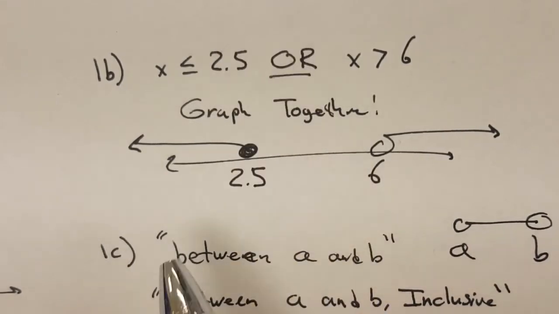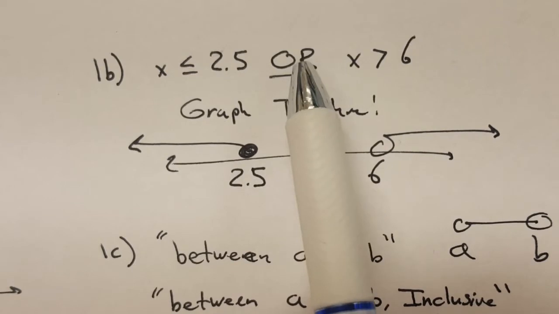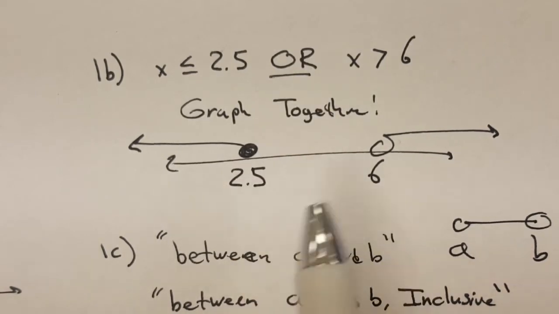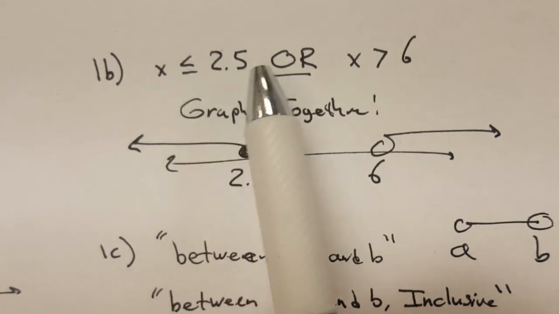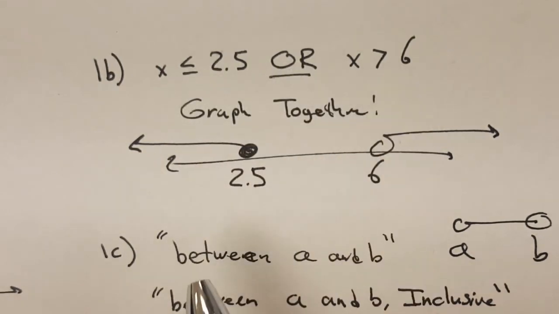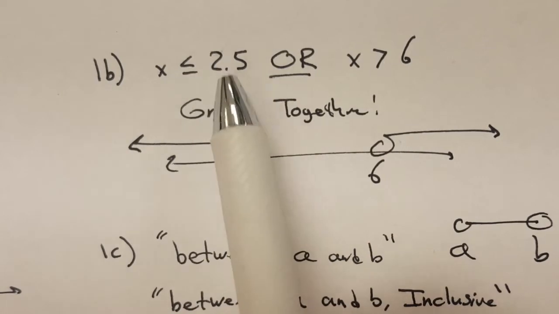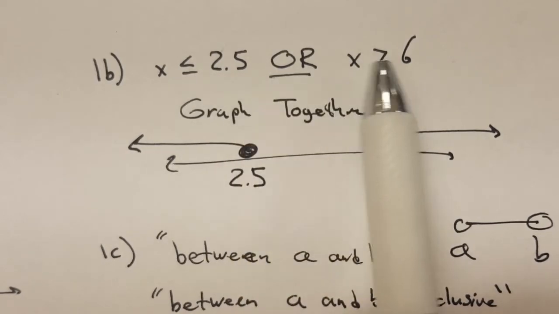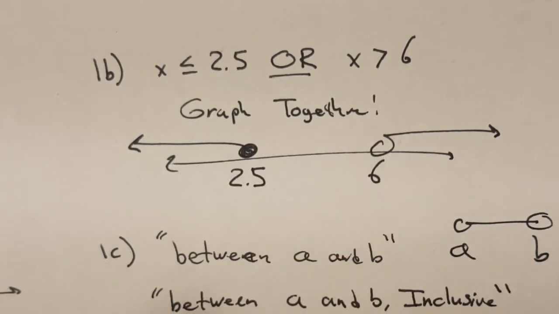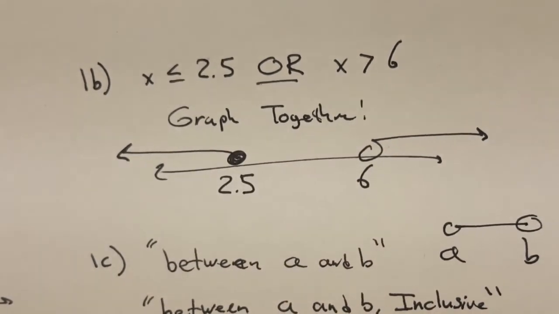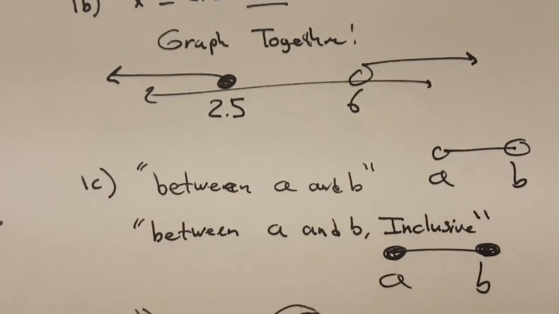Now if this was an and, okay, if this happened to be an and, where do they overlap? Well, they don't at all. So if you were ever to graph one that said less than 2.5 and greater than 6, there's no such thing. There's no such thing as a number that's less than 2.5 and greater than 6. Doesn't happen, okay? So if the graphs don't touch, they have no overlap. So if you ever have one of those, you would just say no solution.